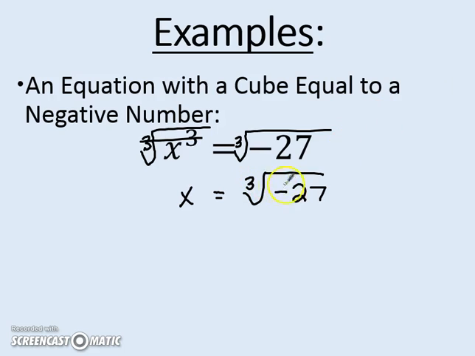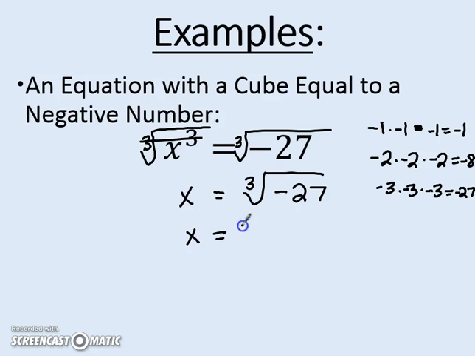So we know that when this is negative, we'd have to multiply 3 times in a row. Negative 1 times negative 1 makes positive 1, times negative 1 makes negative 1. Negative 2 times negative 2 makes positive 4, times negative 2, which makes negative 8. Negative 3 times negative 3 makes positive 9, times negative 3 makes negative 27. So x is equal to the cube root of negative 27, which means x equals negative 3.